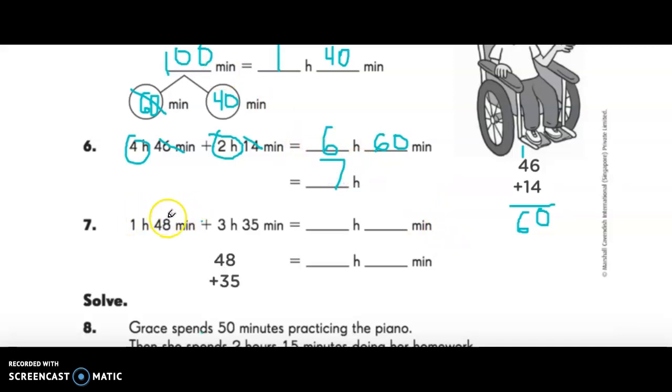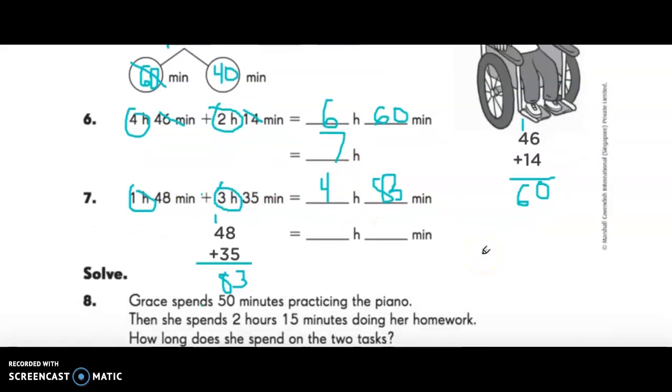So for number 7, we have 1 hour, 48 minutes plus 3 hours, 35 minutes. So circle my hours so I don't forget about them. And then add my minutes, 48 plus 35 here. 8 plus 5 gives us 13. And then 4 plus 3 is 7, plus another one is 8. Okay, so this will stay here. So we'll have 83 minutes. And then we're going to add our hours. 3 hours plus 1 hour gives us 4 hours.